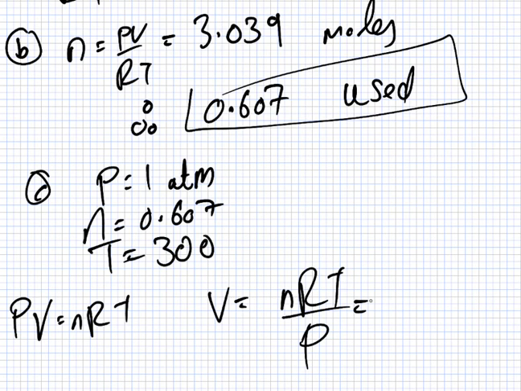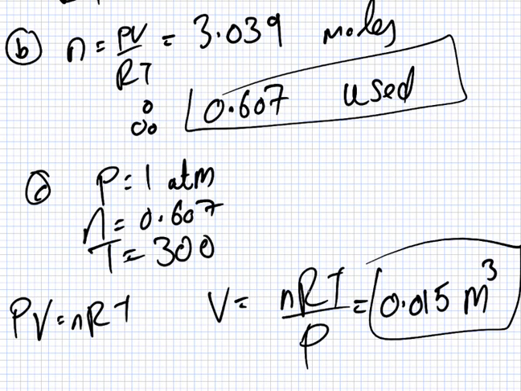0.607 times 8.31 times 300 divided by 1.01 times 10 to the 5, which is 0.0149, so about 0.015 meters cubed. That's the volume of the gas that was released and now is in the room. So there's 0.015 meters cubed of this hospital gas in the room, or in the person, wherever it went.